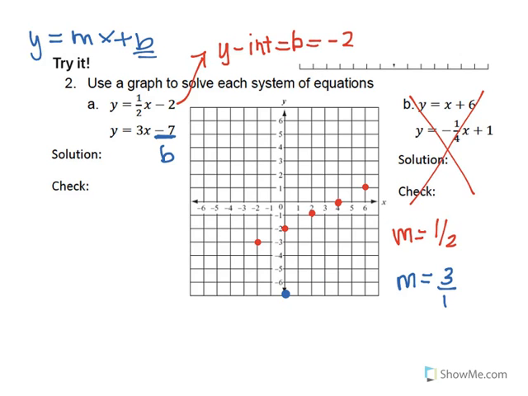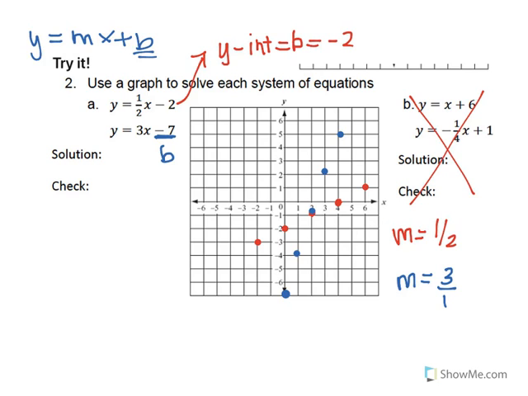Run 1, go up 3. Let's make it thicker. Run 1, go up 3. Good. Run 1, go up 3. Bam, I think we just had an intersection, didn't we? So run 1, go up 3. Run 1, go up 3. We have another line. So we can see then that we have an intersection here at 2, -1.